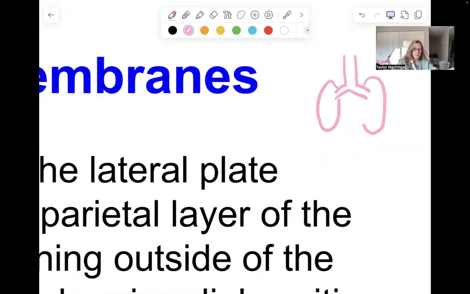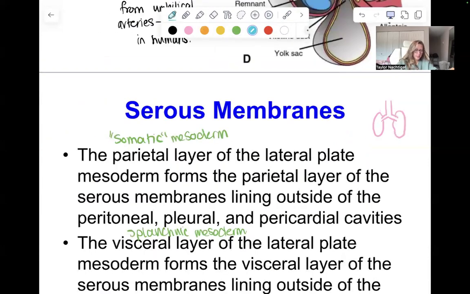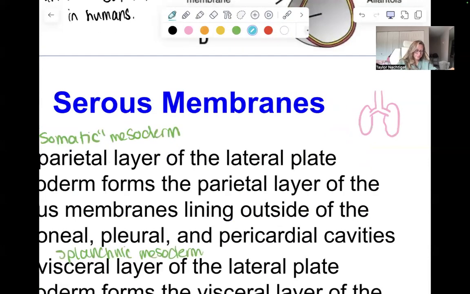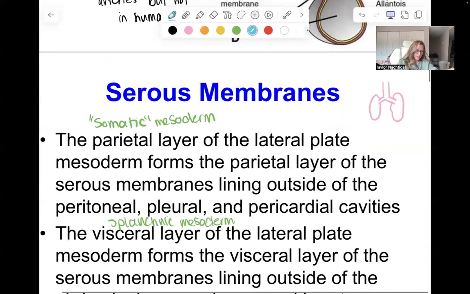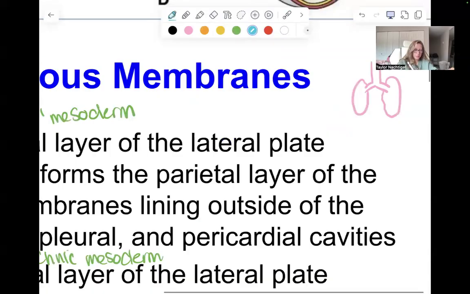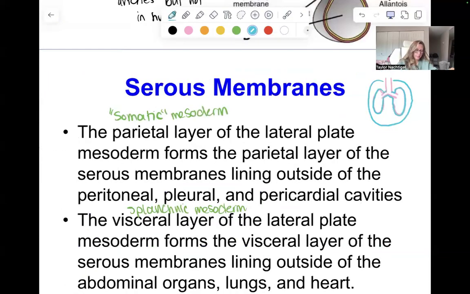There's our lungs. Okay. So the lungs obviously sit in the chest cavity, but the visceral serous membrane is going to be the membrane that touches the lungs themselves. And then we're going to also have another membrane that touches the chest wall, essentially. There, that's a better example.